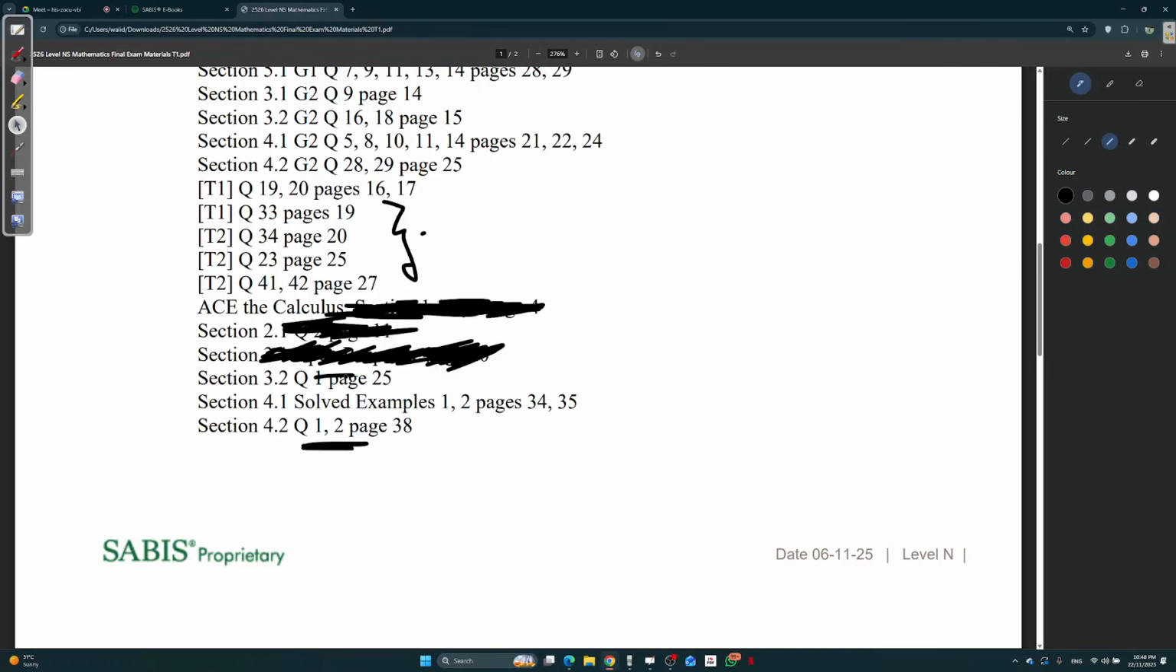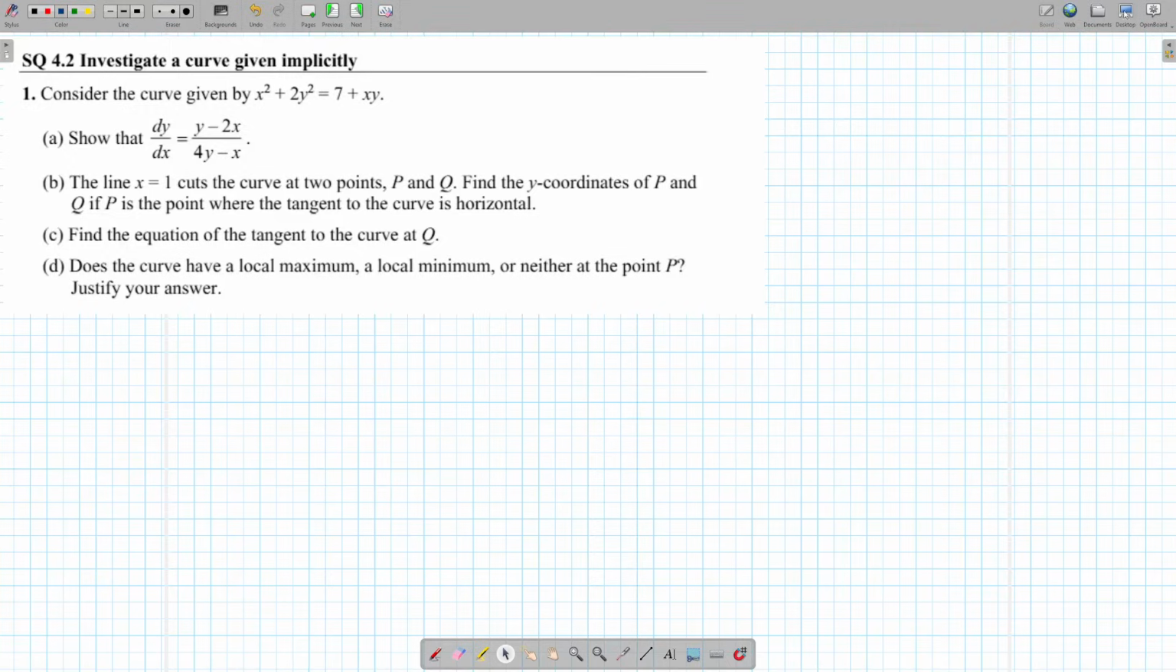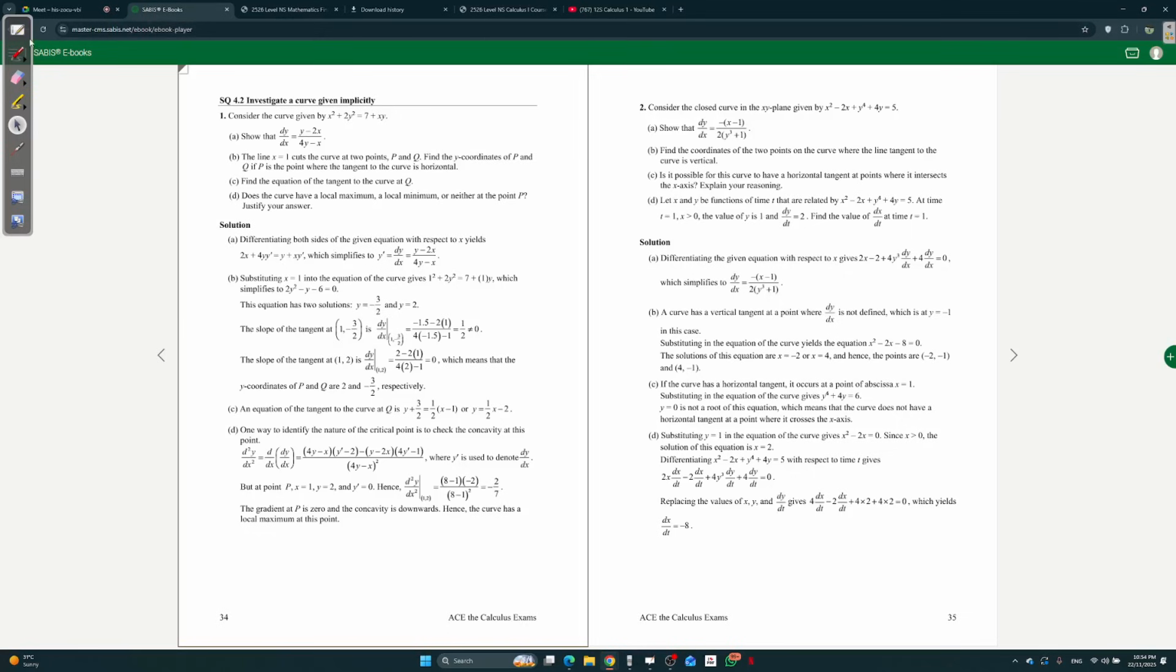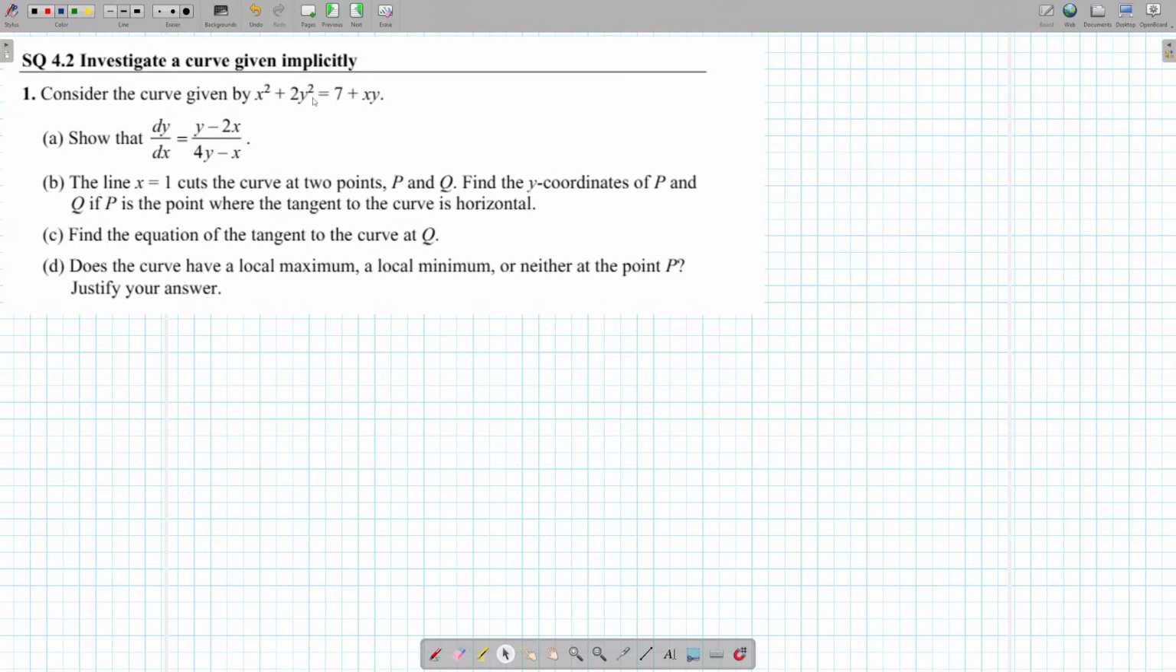Now we finish this one. Hello, we're on these. Okay. Alright. Over here for question 1, we're on now question 1 and 2, pages 34 and 35. Consider the curve given by this, show that dy by dx equals that. Now, this is an implicit equation, so simply we can just derive, and we need to find an expression for y prime. So let's derive this.